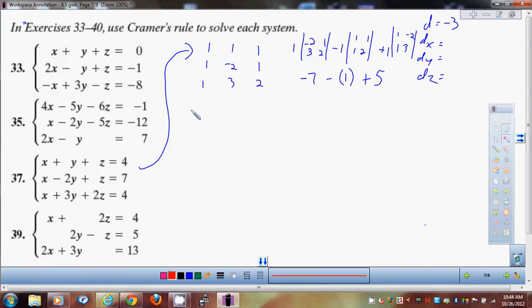Question about D. What do you think is going to be the matrix for Dx? Exactly. Take out the x column, plug in the answers. I'll do it the same way. 4, negative 1, plus 1. What's the minor for the 4?